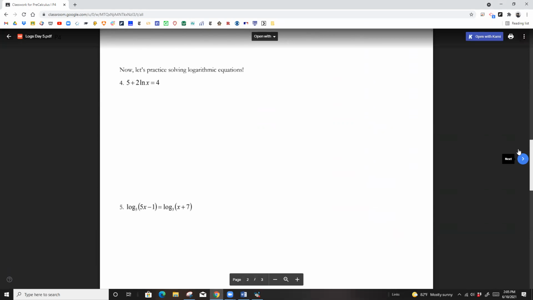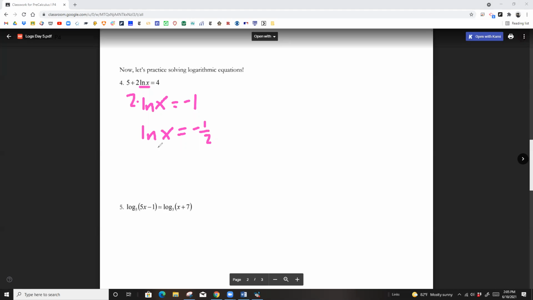All right, so now logarithmic equations basically work the same way. If you have more than one log in number 5, I'll show you what to do in a second. But if you just have one log expression, it works just like an exponential expression where you want to isolate the log part and then go from log form to exponential form. So first thing we're going to do is subtract 5 on both sides. So we get the natural log of x is equal to -1. And then you could divide both sides by 2. So we get the natural log of x is equal to -1/2.